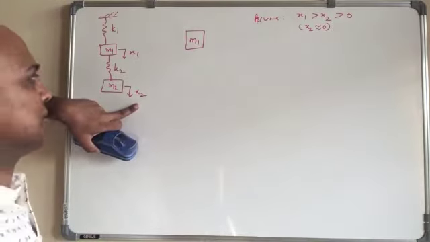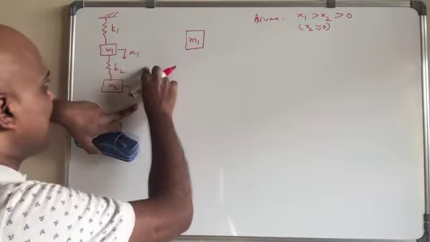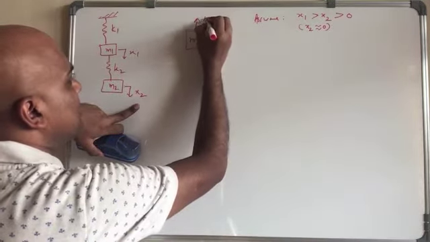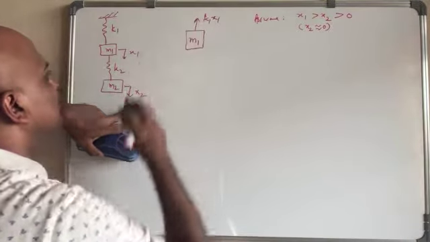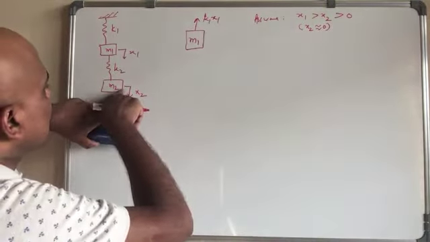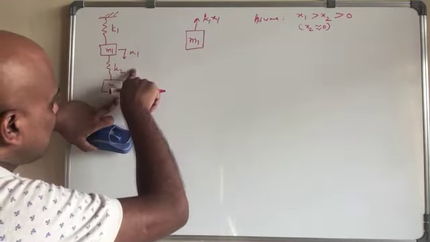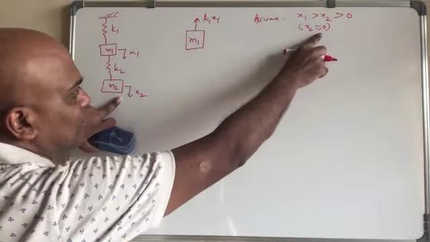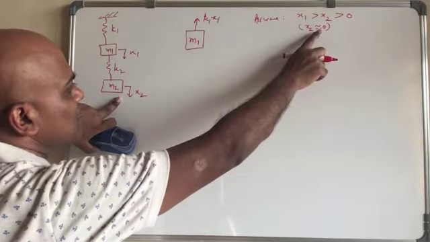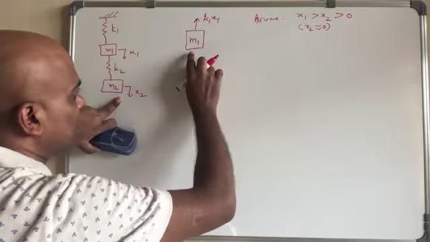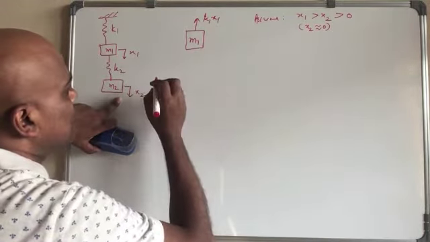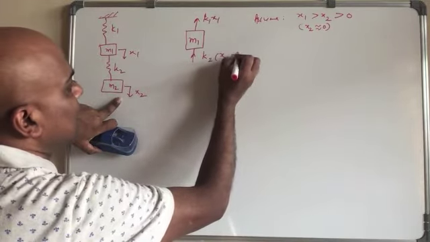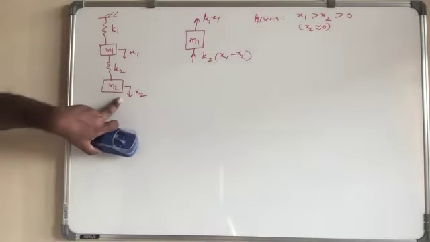And if x1 has moved down, K1 will stretch and hence the force goes up. And this will be K1 x1. Same here: x1 has come down and x2 has not moved, or it has moved very little. The force will be equal to K2 times (x1 minus x2).